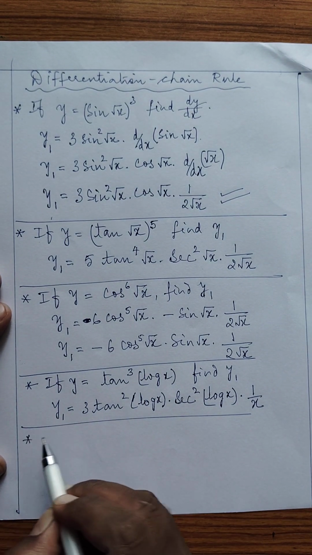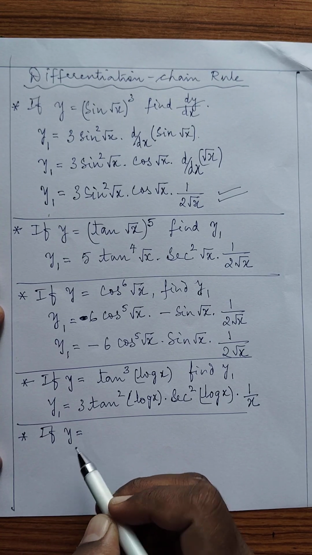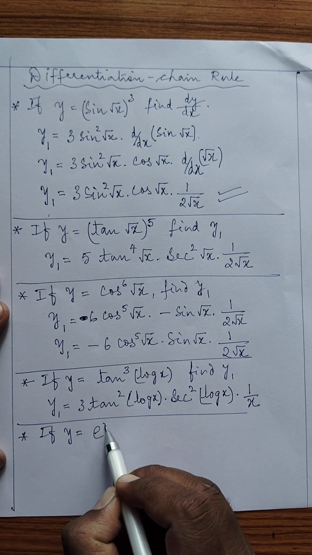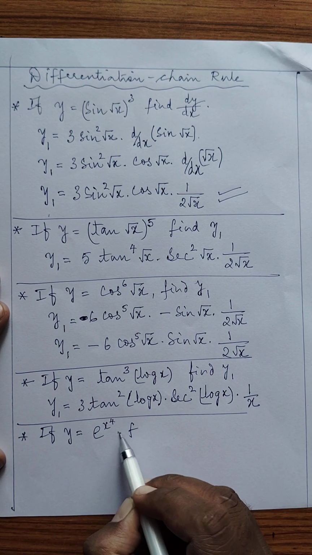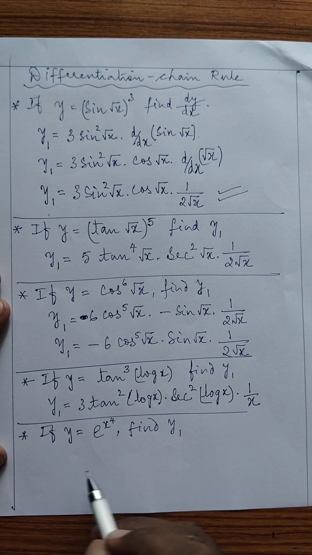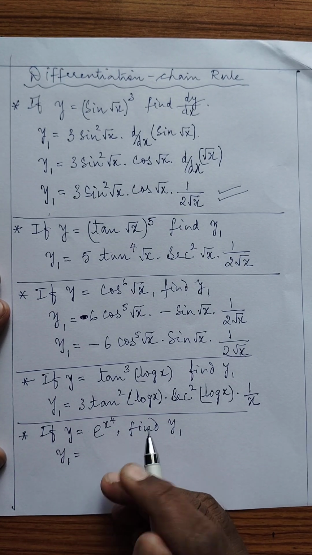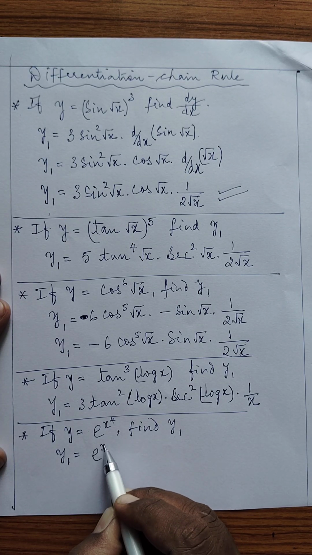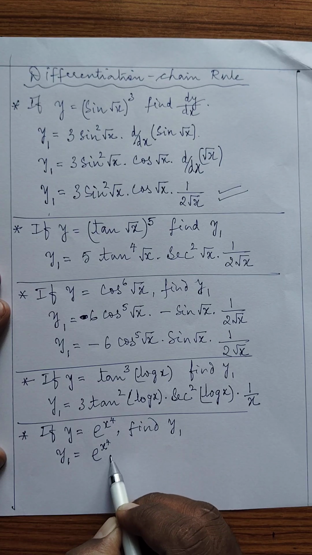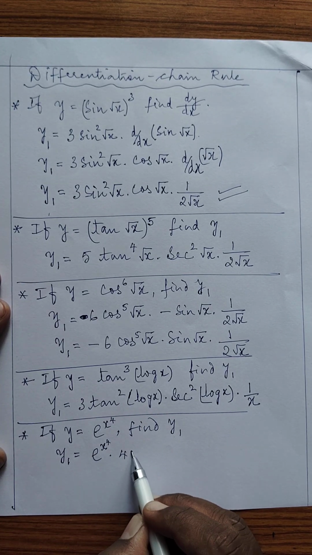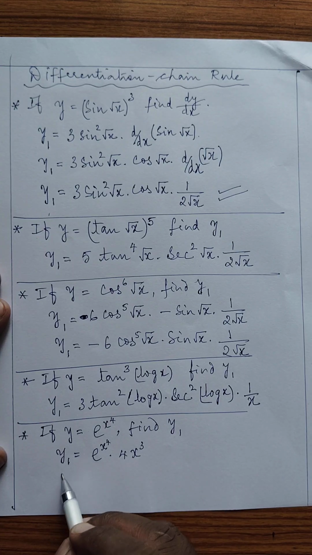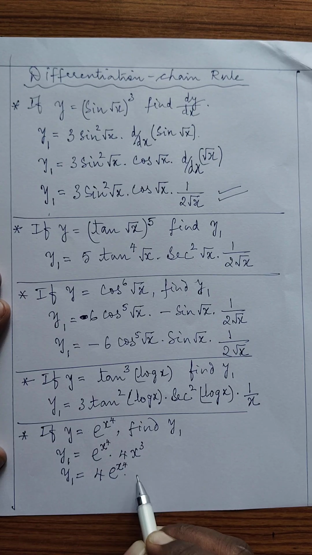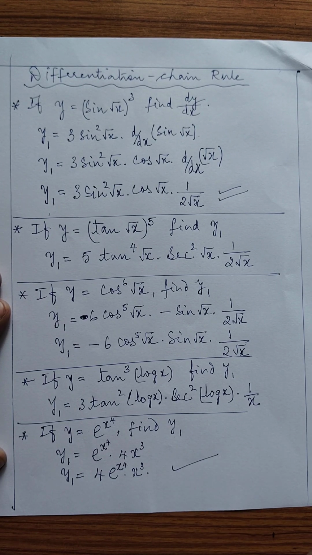Similarly, one more example. If y equals e power x power 4, find y1. This is also directly solved. Consider x power 4 as x. e power x is e power x only, into derivative of x power 4, which is 4x cube. So I can rewrite it as 4 e power x power 4 into x cube. This is the answer.